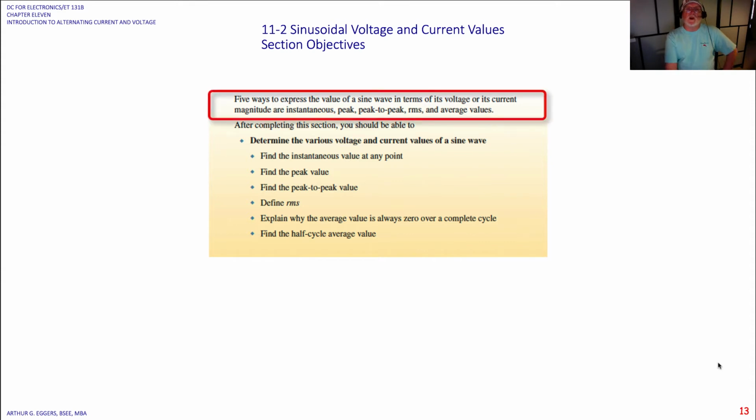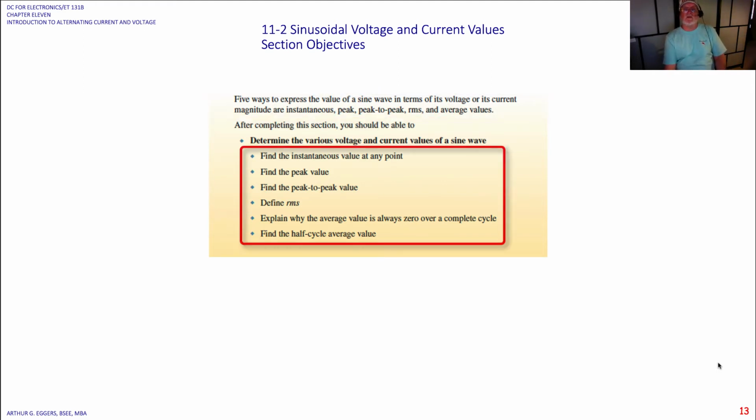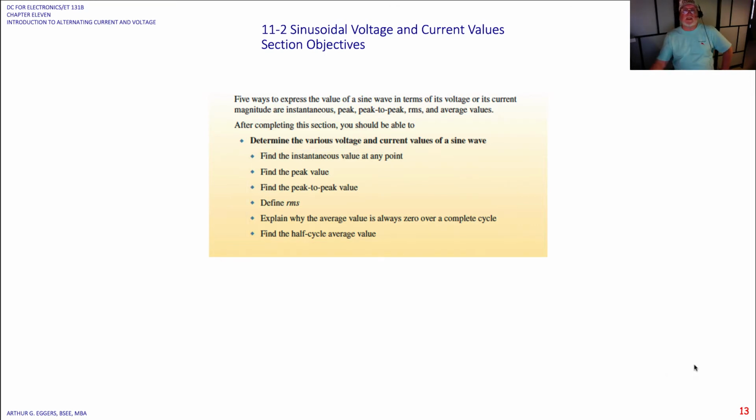So there are 5 ways to express the value of a sine wave in terms of its voltage or its current magnitude. We can look at the instantaneous, we can look at the peak, we can look at the peak to peak, the RMS, and the average values. And there is value in each of those. Sometimes you need to know what the peak to peak value is. Sometimes you need to know the RMS or the average value.